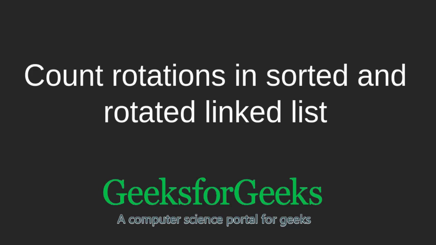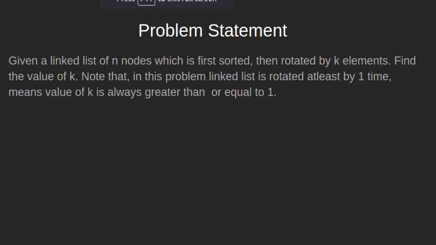In this video, we will learn how to count rotations in a sorted and rotated linked list. Let's see the problem statement first. The problem statement says, given a linked list of n nodes which is first sorted then rotated by k elements, we have to find the value of k.